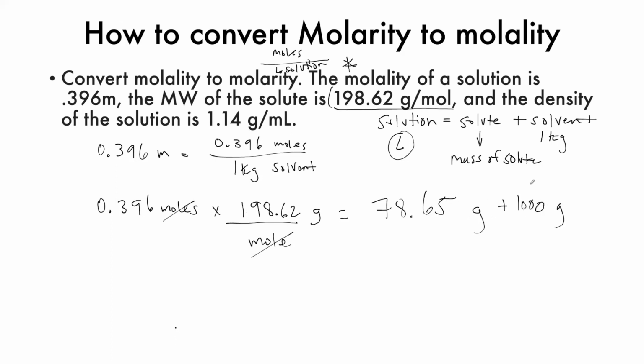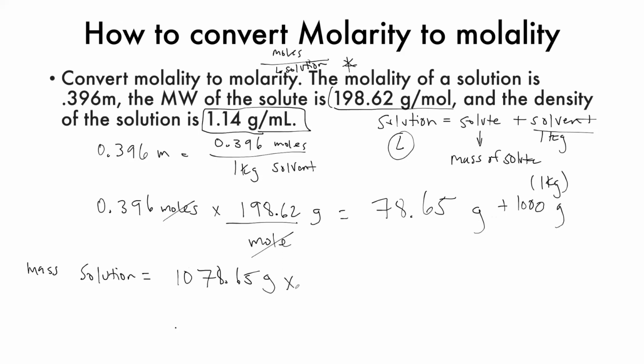So if we wanted to add this to our total mass for our solution, we can just assume 1,000 grams, which is 1 kilogram, from our solvent. So our total solution mass would be 1,078.65 grams.